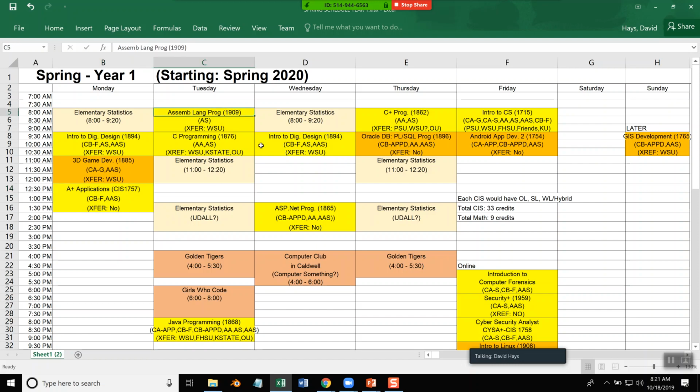Assembly language programming. Again, that's one that WSU said we should be offering. That isn't as critical as the introduction to digital design, but they still thought it was best to get done at Cali instead of up at WSU. C programming will be offered. ASP.NET programming will be offered. C++. Here's a class on Oracle database, specifically focusing on the PL/SQL programming language.